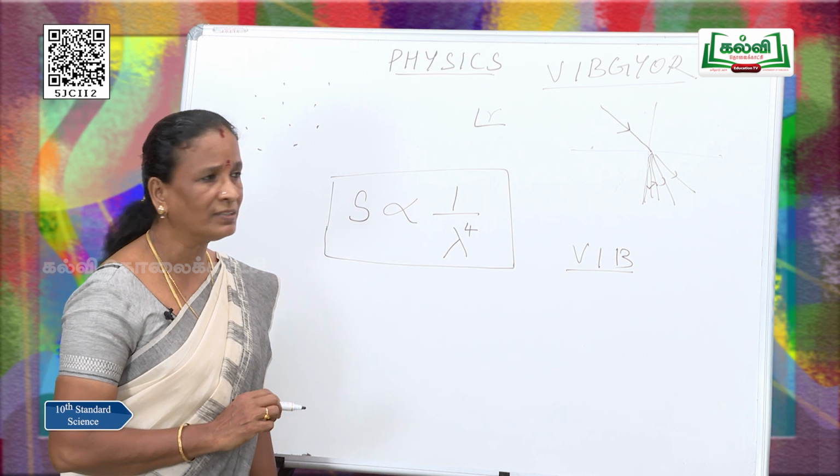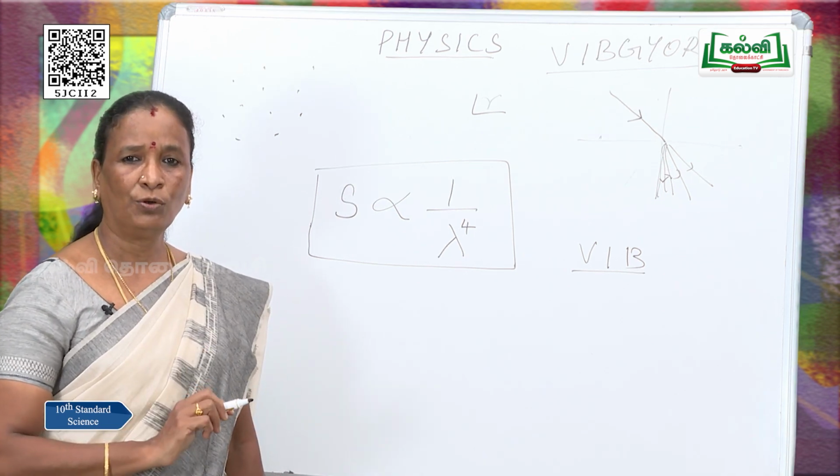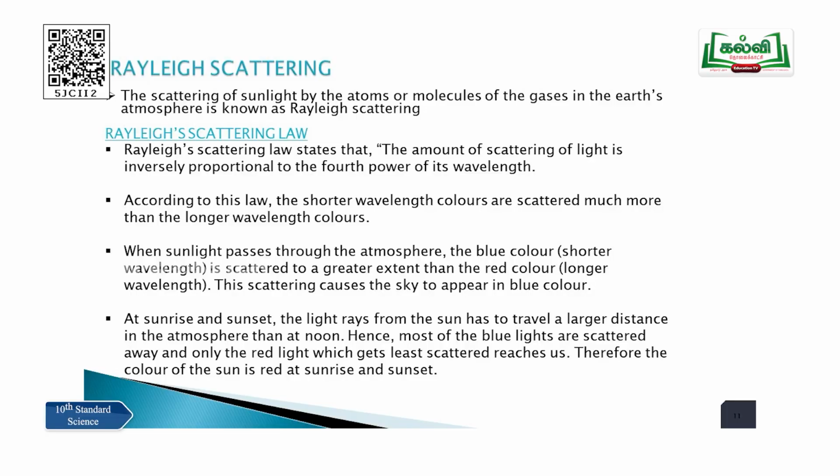Which are the longer wavelength colors? Red, orange, yellow are colors having longer wavelength. When sunlight passes through the atmosphere, the blue color, that is shorter wavelength, is scattered to a greater extent than the red color, longer wavelength. This scattering causes the sky to appear blue in color. So, why does the sky appear blue? The answer is: when sunlight passes through the atmosphere, the blue color, that is shorter wavelength color, is scattered to a greater extent than the red color, that is longer wavelength. This scattering causes the sky to appear blue.